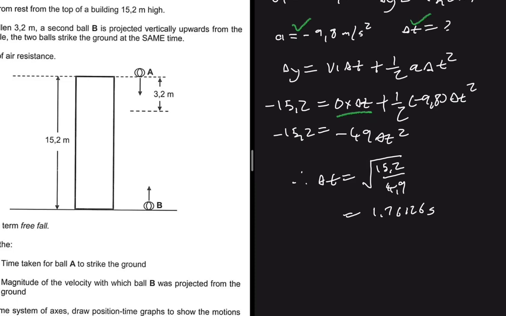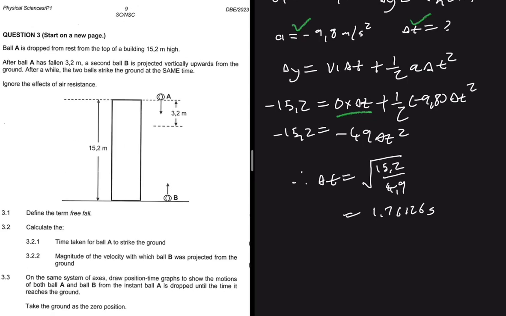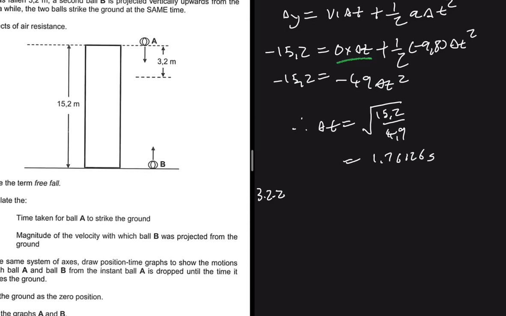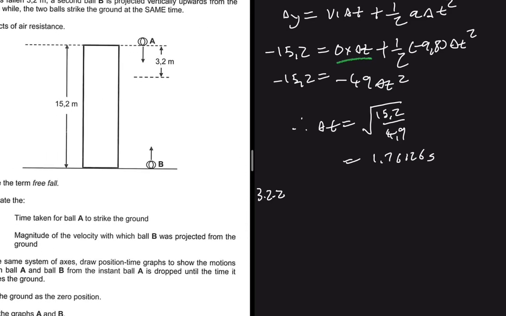Right, it makes sense because it's going to take about 1 second to cover 9.8 meters, and then the rest of the height can take less than a second. Let's do 3.2.2. So in 3.2.2, quite a demanding one, 5 marks. We're looking for the magnitude of the velocity with which ball B was projected from the ground.